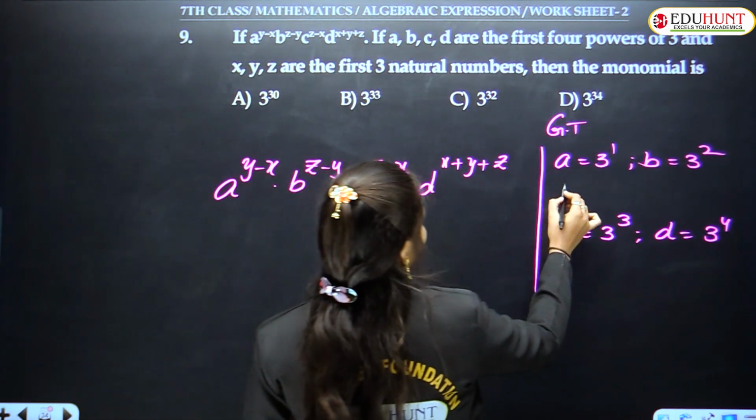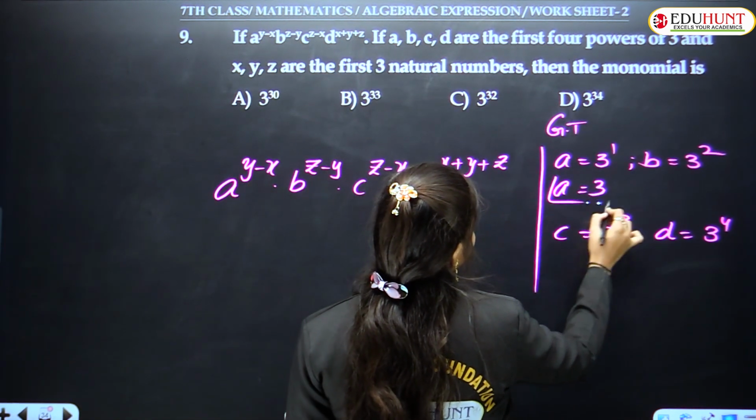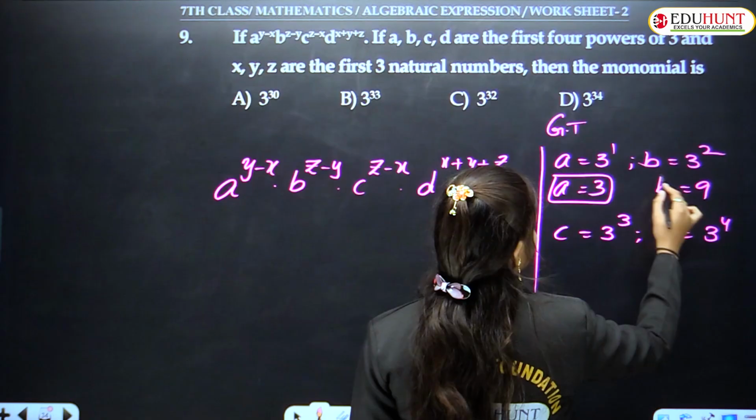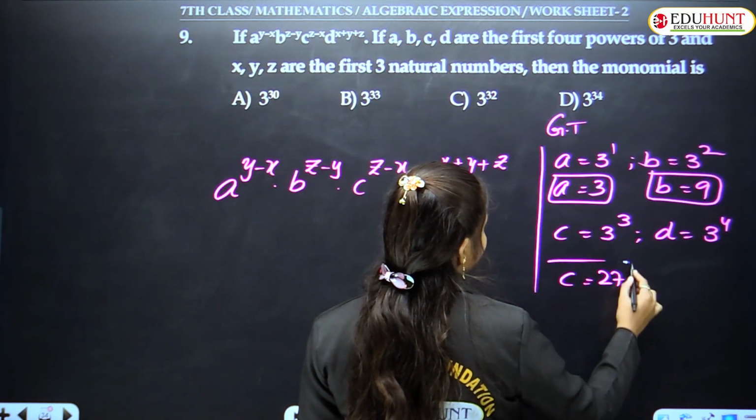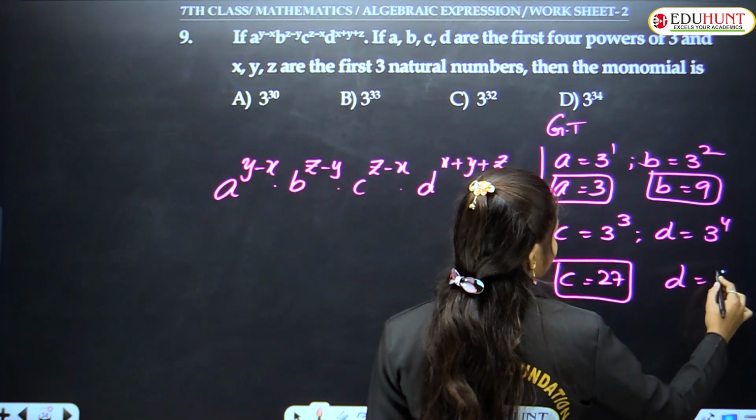Okay, so that's why then here A is equal to 3, B is equal to 3 into 3 is 9, C is equal to 9 into 3 is 27, D is equal to 27 into 3 is 81.